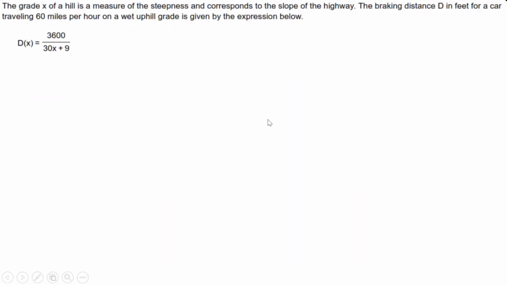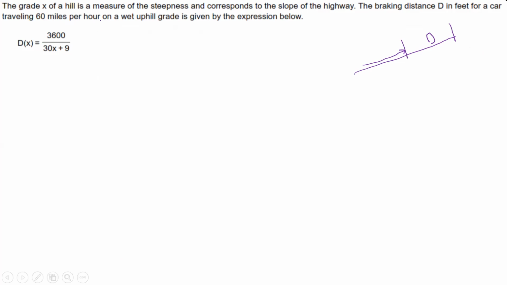So that's why it doesn't have significance in this situation, because it's outside of the actual domain of our table. All right, so here we have one, and it says the grade of a hill is measured in steepness, and basically corresponds to the slope of the highway. So you have some kind of a hill and however steep it is. Now, the braking distance D in feet for a car traveling 60 miles an hour on a wet uphill grade is given by this expression. So we're going uphill, and we put on our brakes, and from the time we start braking to the time we actually stop, that's the braking distance. And it's given by this function.